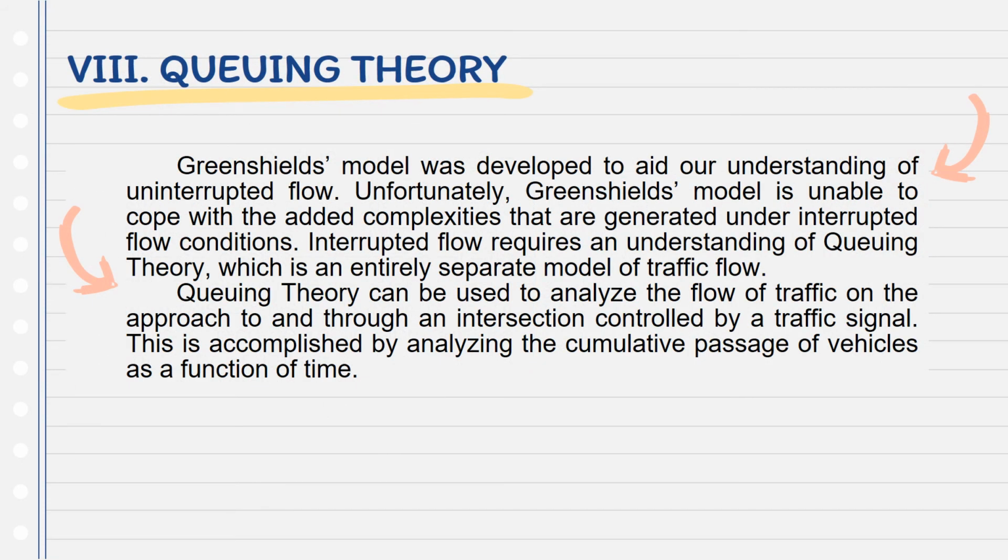Queuing theory. Queuing theory can be used to analyze the flow of traffic on the approach to and through an intersection controlled by a traffic signal. This is accomplished by analyzing the cumulative passage of vehicles as a function of time. The formation of traffic queues during congested periods is a source of considerable delay and results in a loss of highway performance. Given this, it is essential in traffic analysis to develop a clear understanding of the characteristics of queue formation and dissipation, along with mathematical formulations that can predict queuing-related elements.